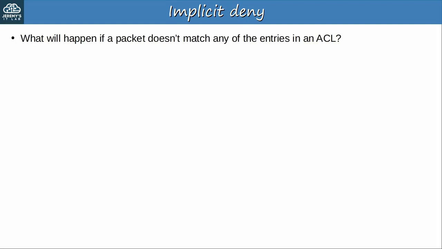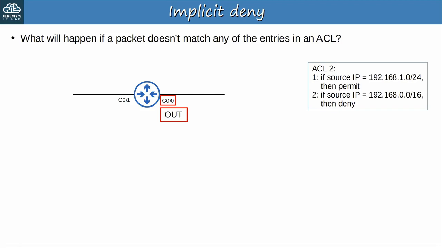Next up, another important part of ACLs, the implicit deny. Here's a question. What happens if a packet doesn't match any of the entries in an ACL? So here's the same ACL and the same router. This time the router receives a packet with source IP 10.0.0.1. Before forwarding it out of G00, the router checks it against the ACL. 10.0.0.1 doesn't match the first entry, and it doesn't match the second entry either. So, what happens? The answer is, the router will deny the packet. It will not forward it.